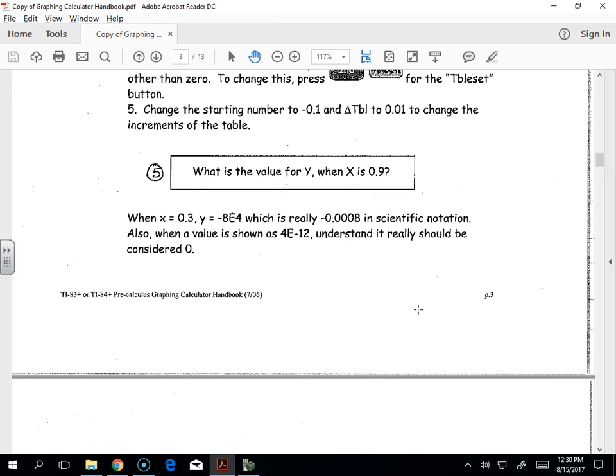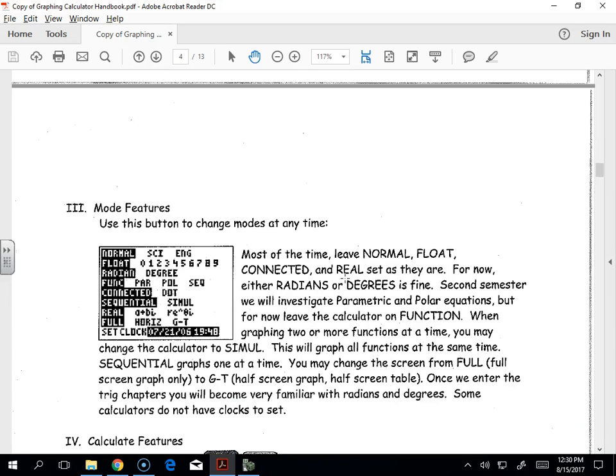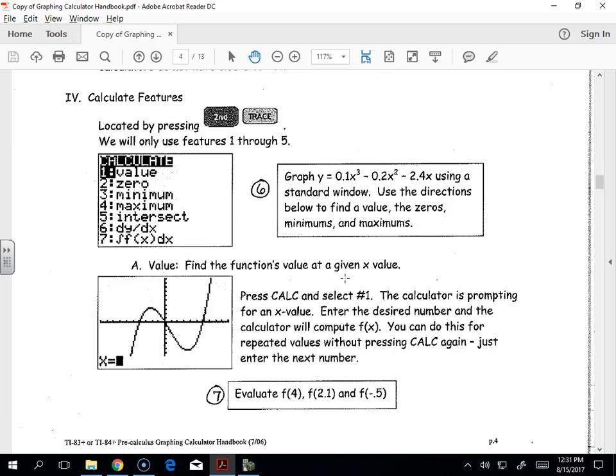We'll talk a little bit more about this whole 4e to the negative 12 tomorrow. My goal today was to get as close to page 6 as possible. And here's the reason why. In your calculator worksheet number 1, what's coming in pages 4, 5, and 6 is a lot of what you need for calculator worksheet number 1, which is, I think, homework tonight.